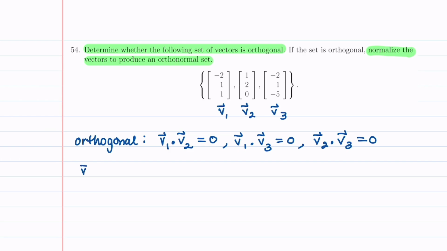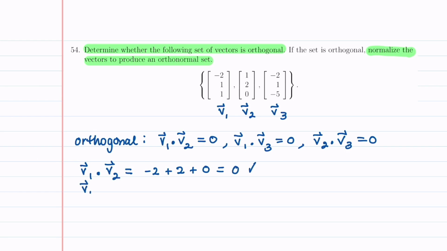So let's start by taking v1 and dotting it with v2. To take the dot product, we're just going to multiply the corresponding components. So we're going to multiply minus 2 times 1 and get a minus 2, and then a 1 times 2 gives us a 2, and then a 1 times 0 gives us a 0. So this is indeed 0.